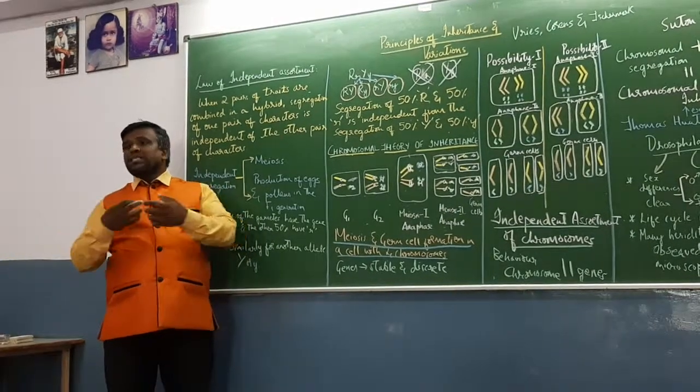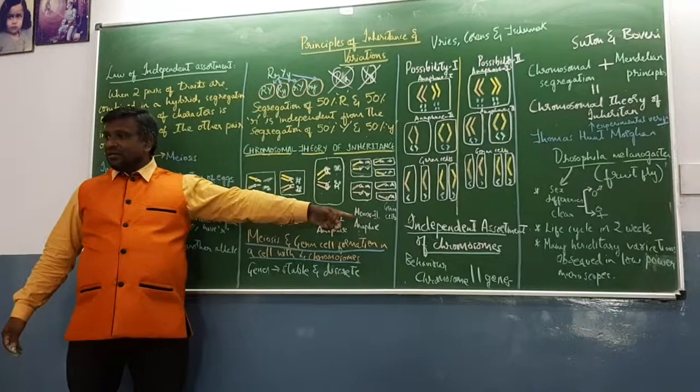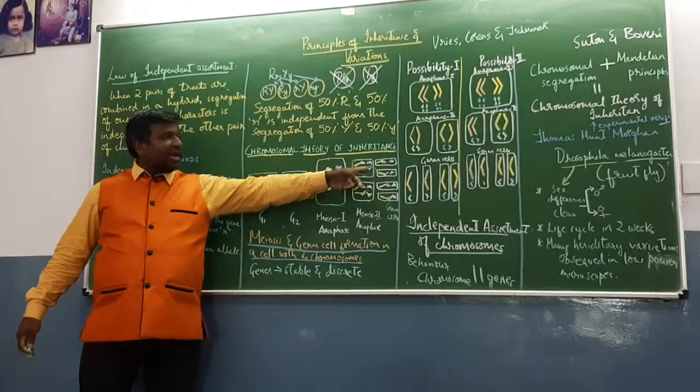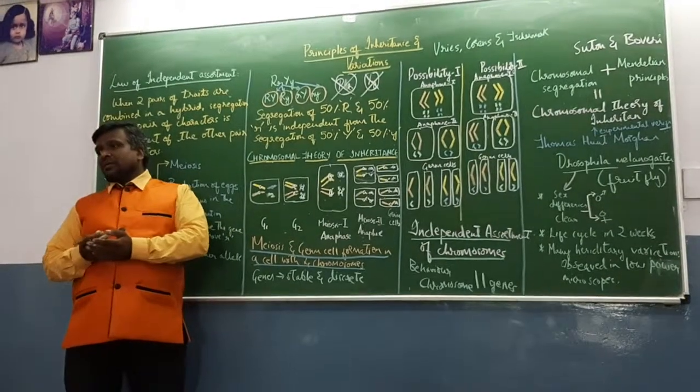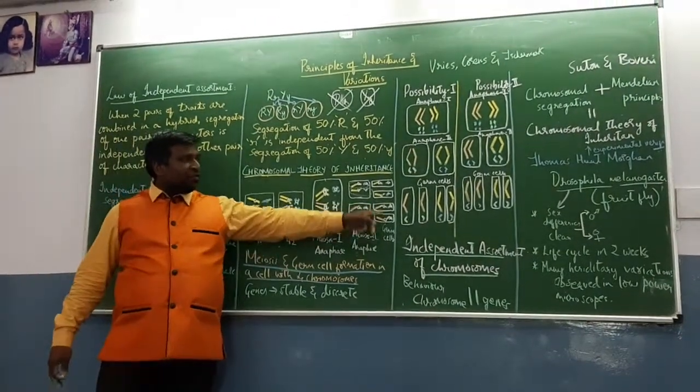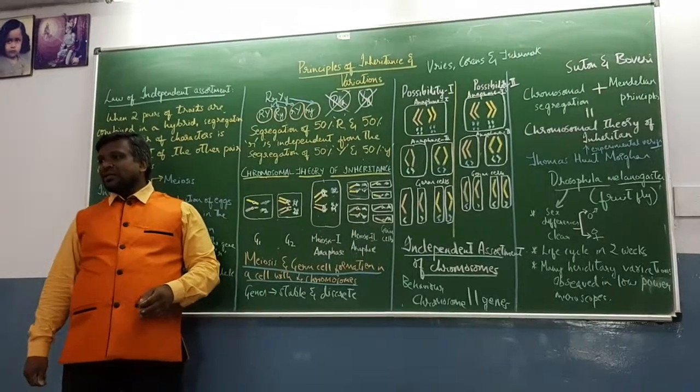So there is no mixing up of green and blue or orange and green. Yellow and blue, or orange and green, they don't mix up. Each cell will have a part of it. So this is what is independent assortment that is taking place.